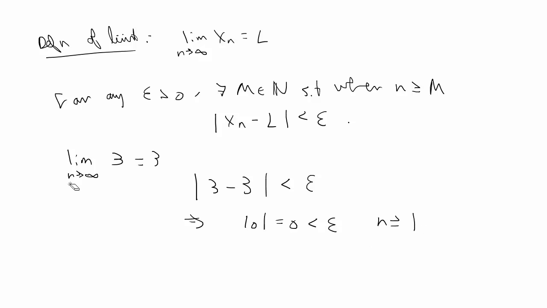But sometimes the first couple of values of n won't hold true for this definition, and so sometimes this number is greater than 1, as long as after arbitrarily many, it does approach L. So let's do a more complicated example next.